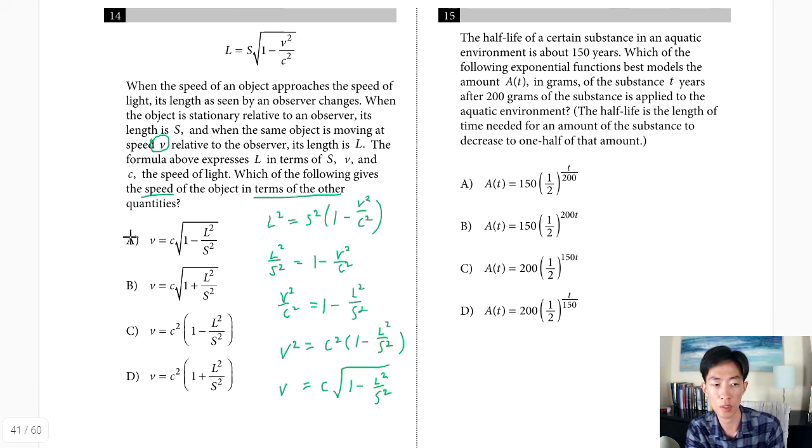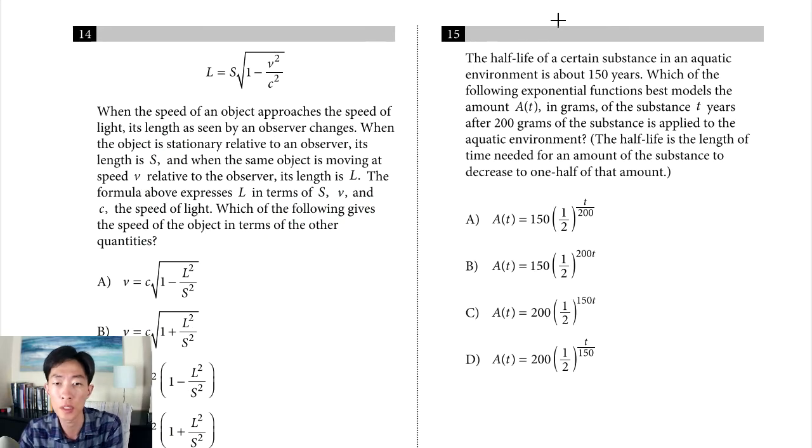And so that gives us choice A. Question 15. The half-life of a certain substance in an aquatic environment is about 150 years. Which of the following exponential functions best models the amount in grams of the substance t years after 200 grams of the substance is applied to the aquatic environment?